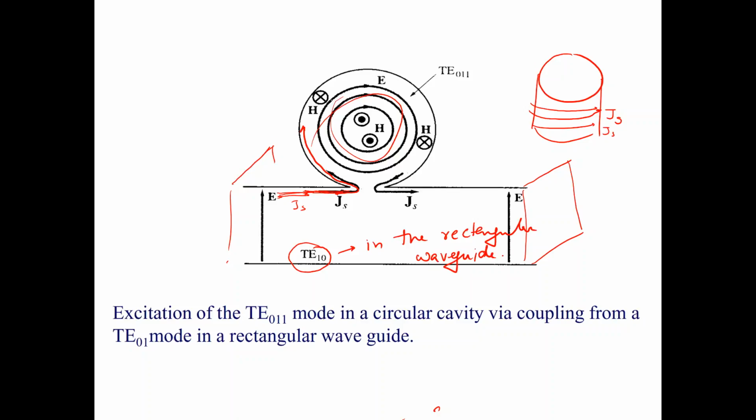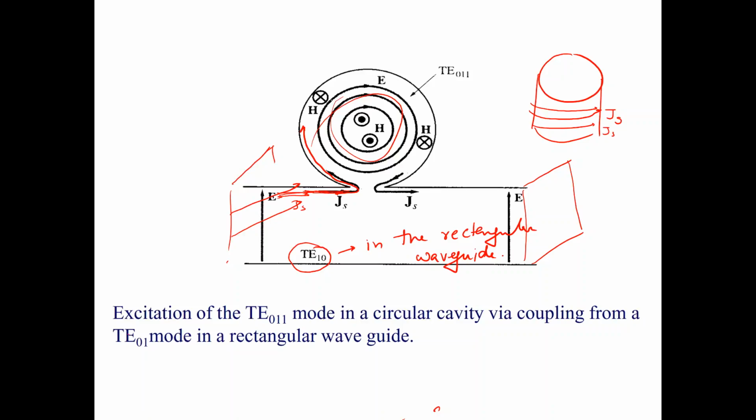So we can excite the TE10 mode in the rectangular waveguide, which basically has an electric field in the direction that way, and the magnetic field, which is parallel to the conducting boundary, which would allow for a surface current to be created in the JS direction.